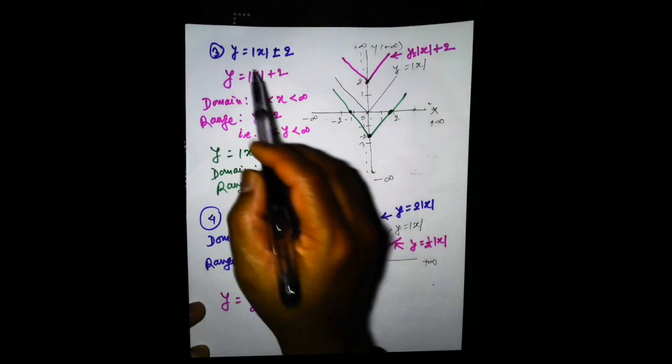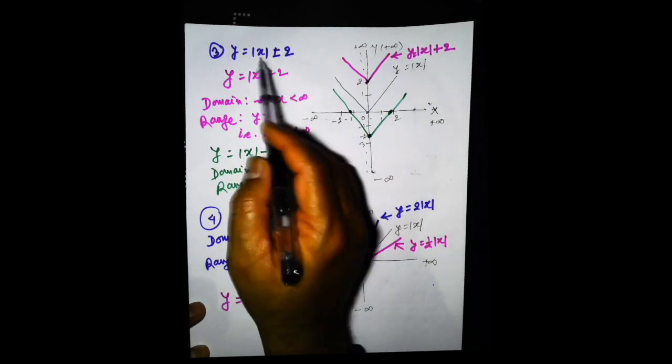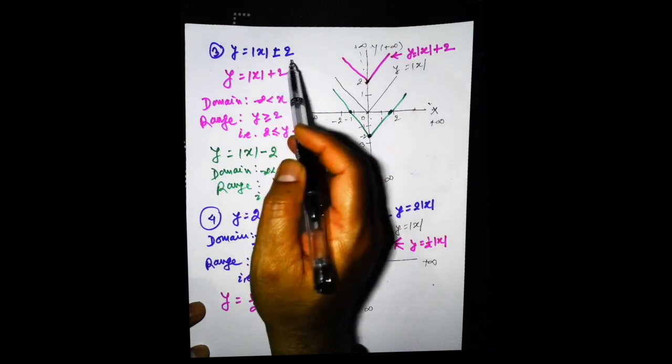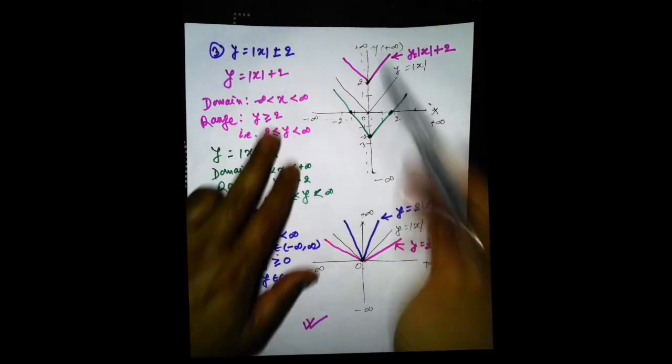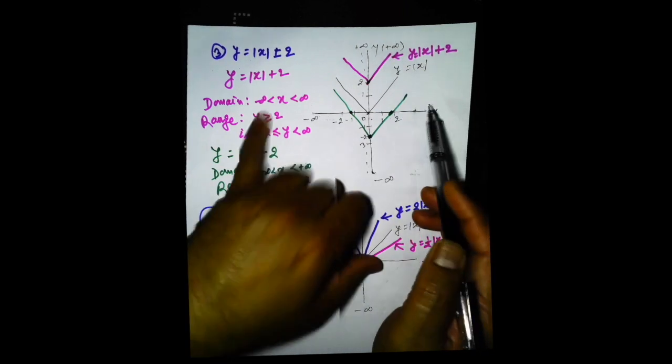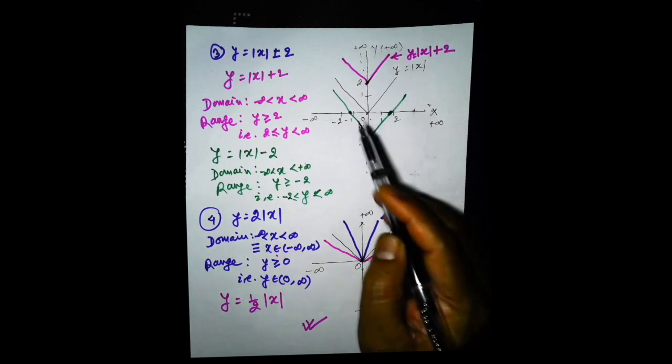Okay, now see the graph of the function like this. It is y equal to absolute value of x plus minus 2. So there are two functions, one with plus 2, another with minus 2. First of all, I talk about y equal to absolute x plus 2. I have drawn the axis. In that case, you can use the strategy that we have learned in transformation of the graph.